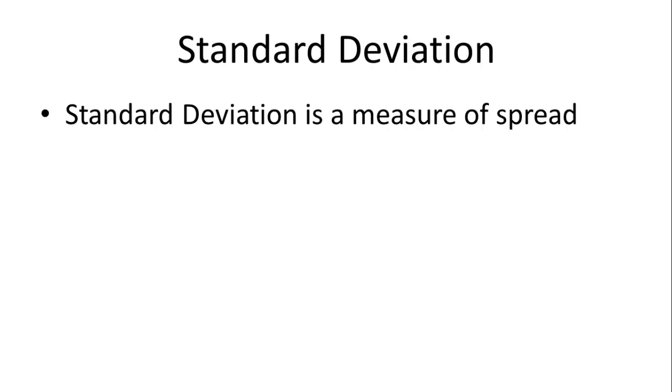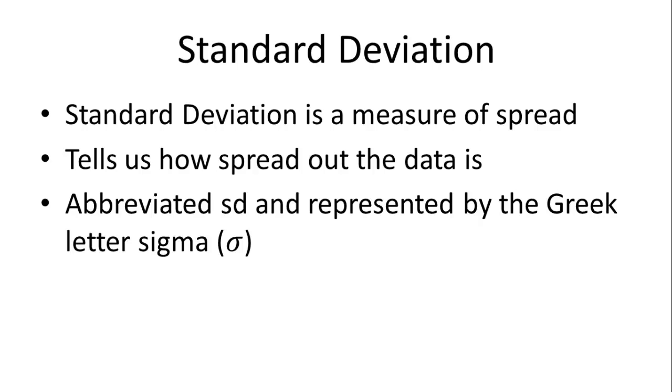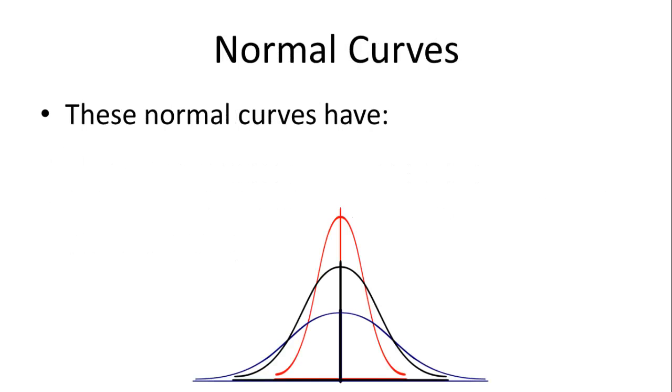Standard deviation. Now this is something that's probably new. It's a measure of spread, how spread out the data is from the center. We're going to use SD as an abbreviation for it most of the time, and you're going to see it represented in formulas by the Greek letter sigma, sort of a funny sideways looking 6.